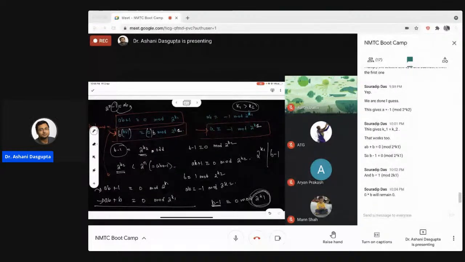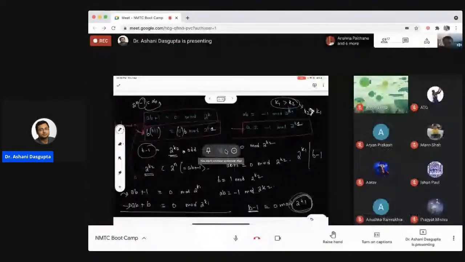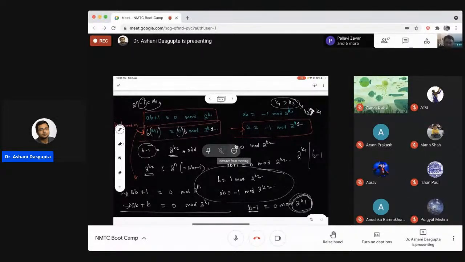Okay, so what if it's the other way around? If k2 is greater than k1, how can we get a contradiction from this? Well, we have to use the other part, the one that I wrote down here, the second set, actually this one. So maybe that would be your homework, so you can try this.